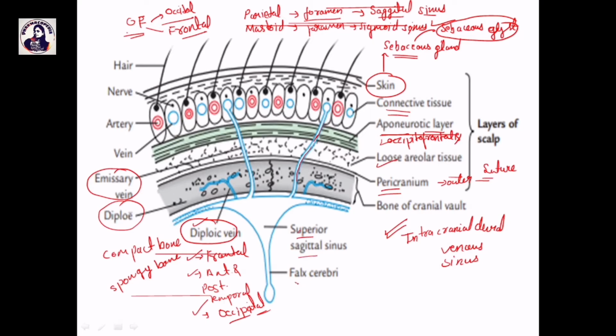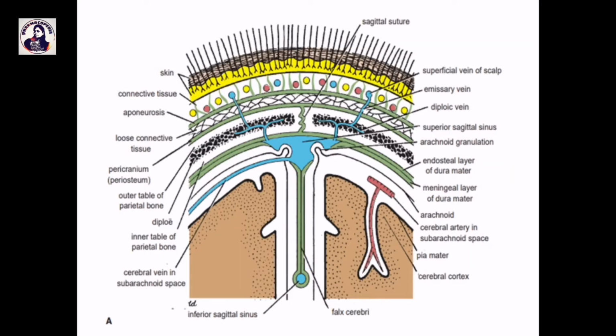Okay, dear students, so this was the layers of the scalp, and this is the superior sagittal sinus, and this is the falx cerebri. Falx cerebri is the folding of the dura mater. So this figure actually makes you more clear about the layers of the scalp. So here you can see that the hair is present in the first layer of the scalp, that is the skin, and here the MSR vein.